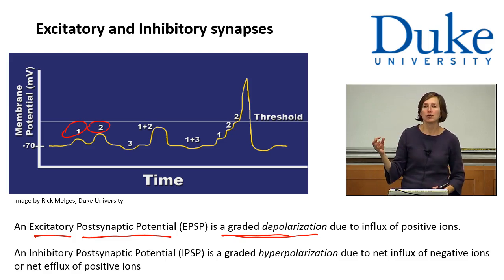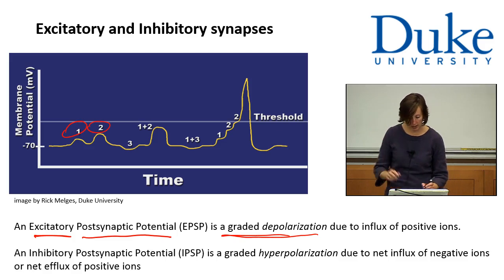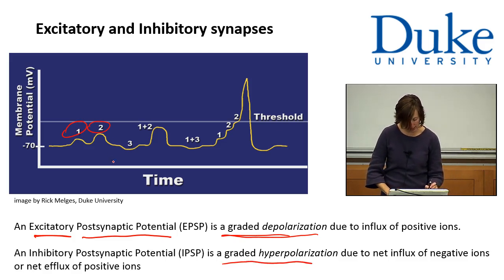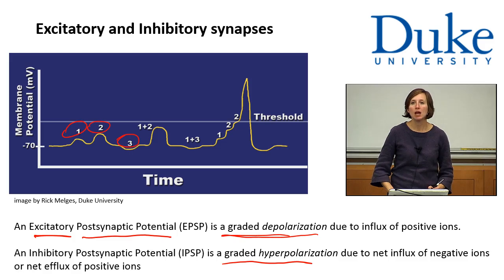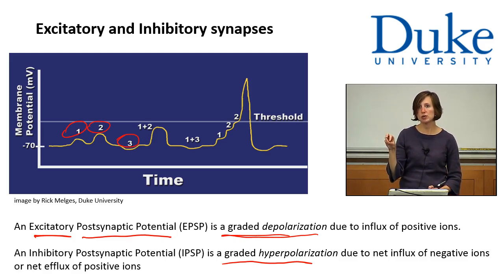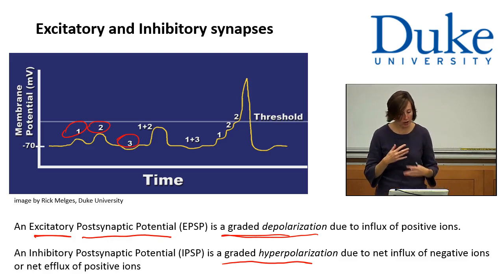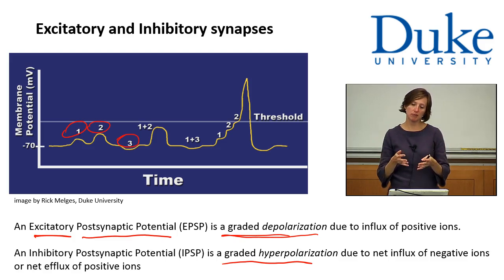Then we can also, we've already discussed, have an inhibitory postsynaptic potential, which is going to occur when we cause a graded hyperpolarization, as was seen with synapse number 3. And that's going to be due to either influx of negative ions, like chloride, or an efflux of positive ions like potassium. And so we've already talked about how these are going to be graded potentials and that they're going to be additive.